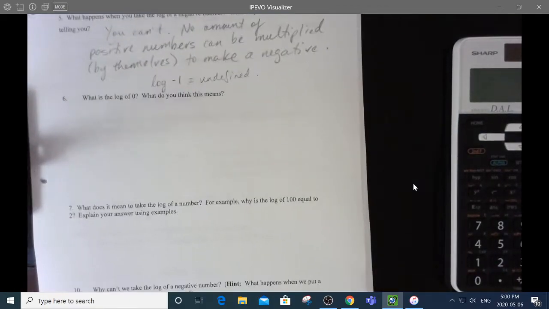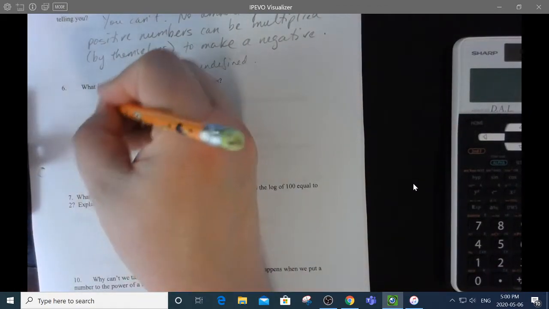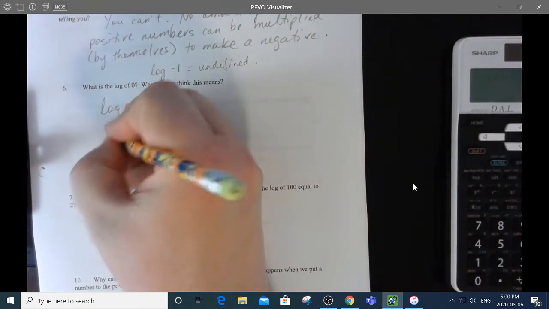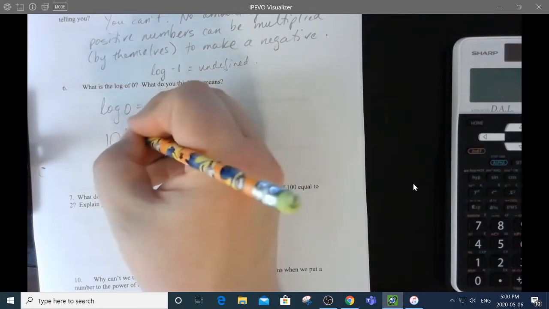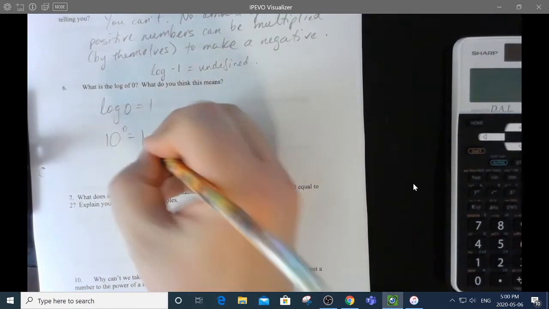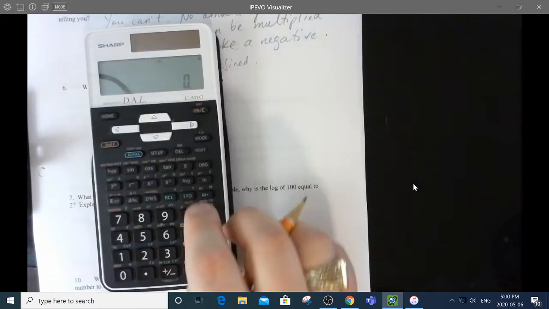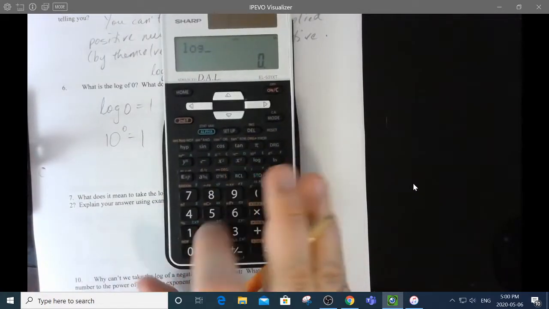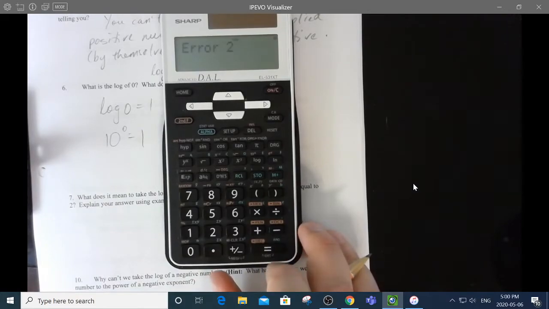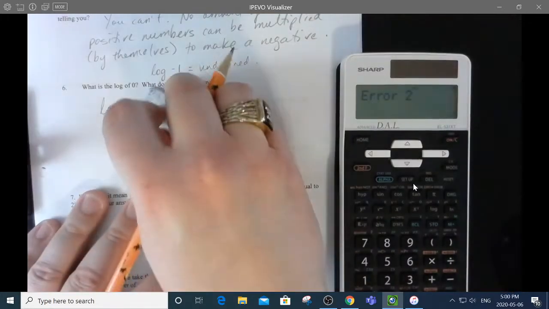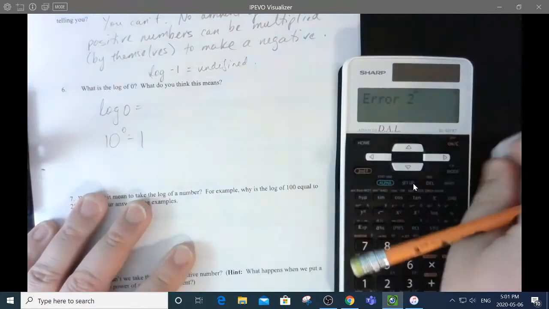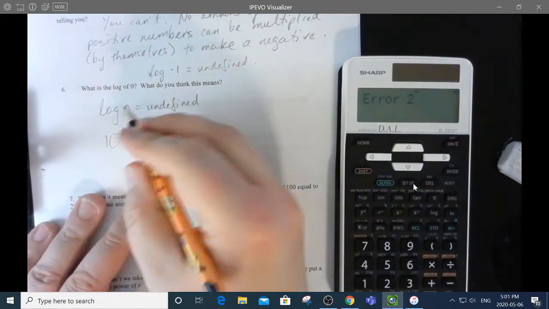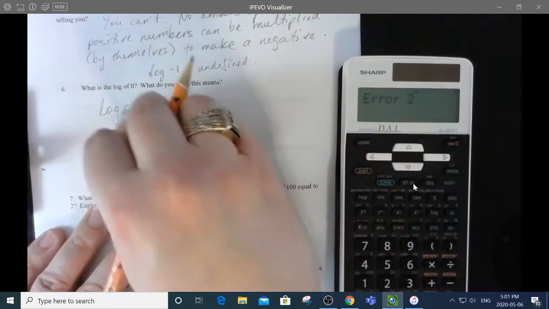Okay, and what is the log of 0? Well, the log of 0 is 1, and what do you think that means? It means that 10 to the power of 0 is 1. So let's see, right? Show that again. Log of 0 is, oh, I'm sorry, wait a minute. No, log to the base of 0 is not 1. That's also undefined. Sorry. I was thinking, what's the log of 1? Log of 1 is 0, right?